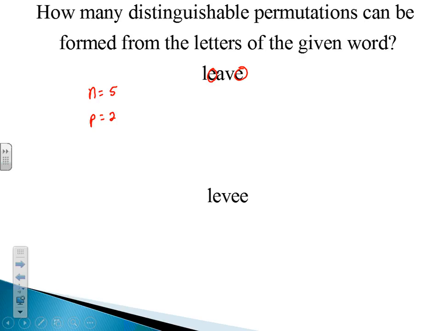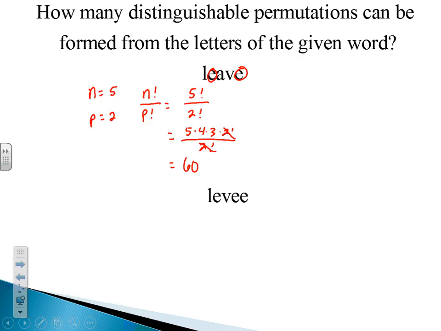So here I'm going to say n factorial over p factorial, which would give me 5 factorial over 2 factorial. Expanding that out, 5 times 4 times 3 times 2 factorial over 2 factorial, which simplifies out. 5 times 4 times 3 gives me 60 different permutations there.